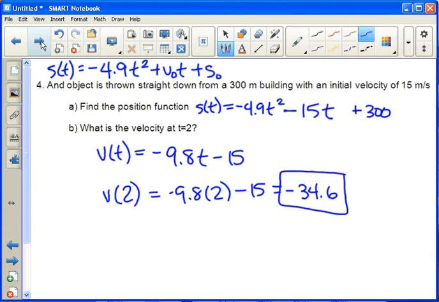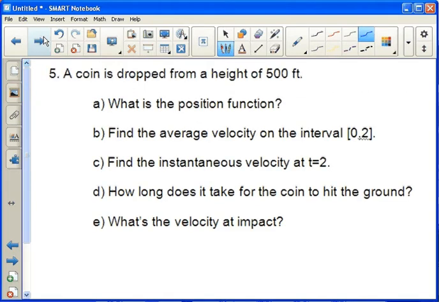Number 5, a coin is dropped from a height of 500 feet. We're dealing in feet, so we know we do negative 16 t squared.